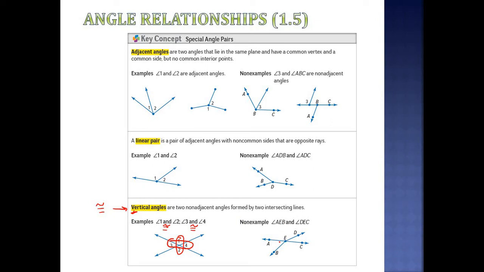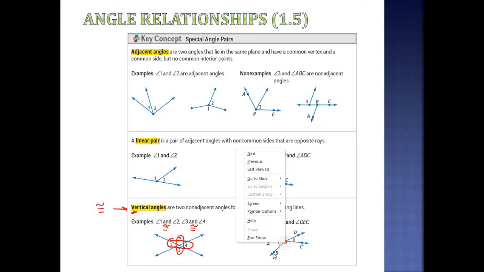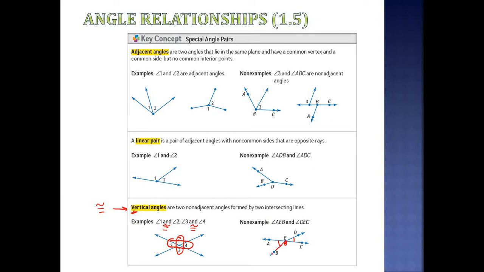Angle AEB right here, and angle DEC right here. First off, this is a ray from E in the direction of B, and this is another ray. They do not form a line. They are not opposite rays, and they're not lines for that matter.